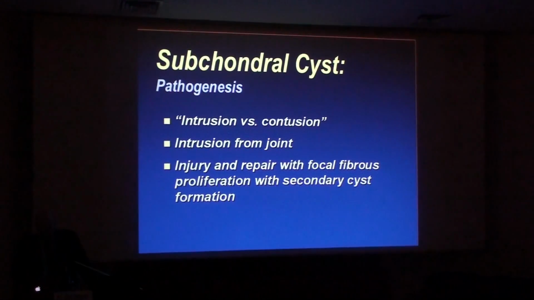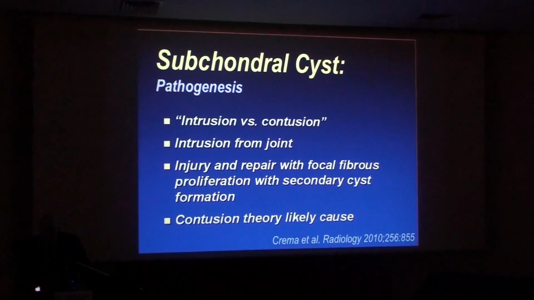For years we used to argue whether it's due to intrusion, that is intrusion of joint fluid into the bone due to some break in the cortex, or whether it was due to some contusion, that is a repair phenomenon secondary to injury to the bone. At the AFIP, and I worked there for a number of years when I was in the Army, the contusion concept was felt to be good, and the fact that there was some sort of an injury to the bone with focal fibrous proliferation, myxoid change, or sort of a proliferation of this myxoid change with secondary cyst formation from that.